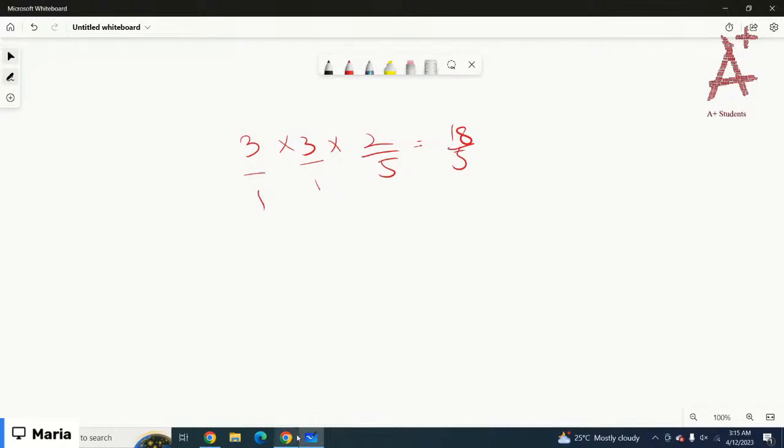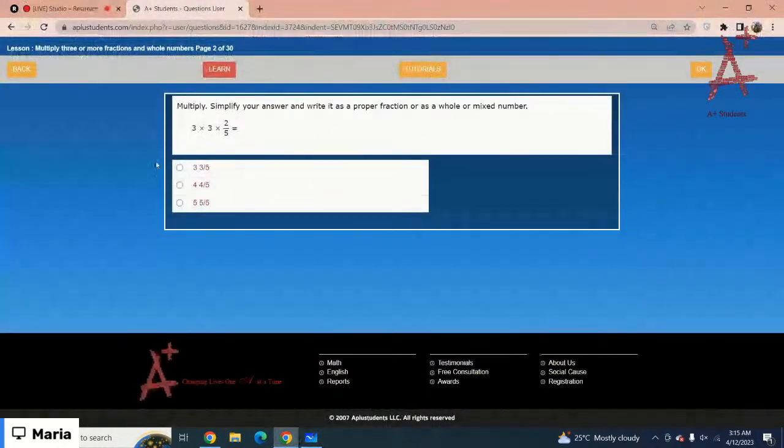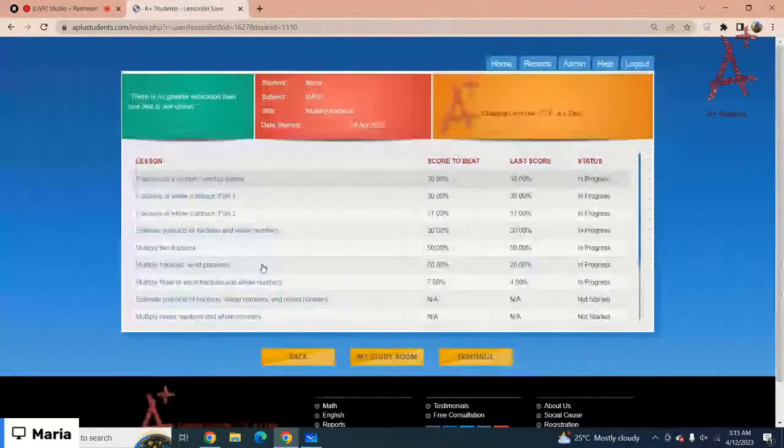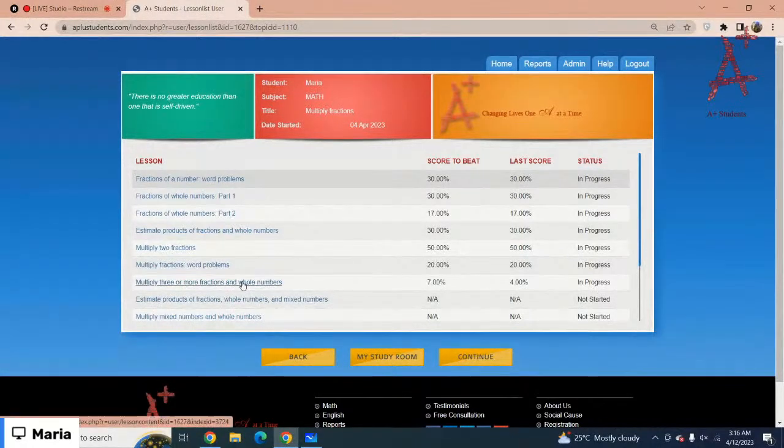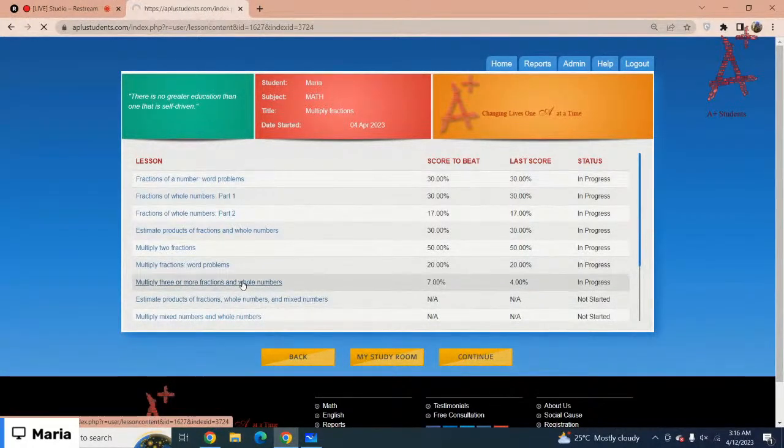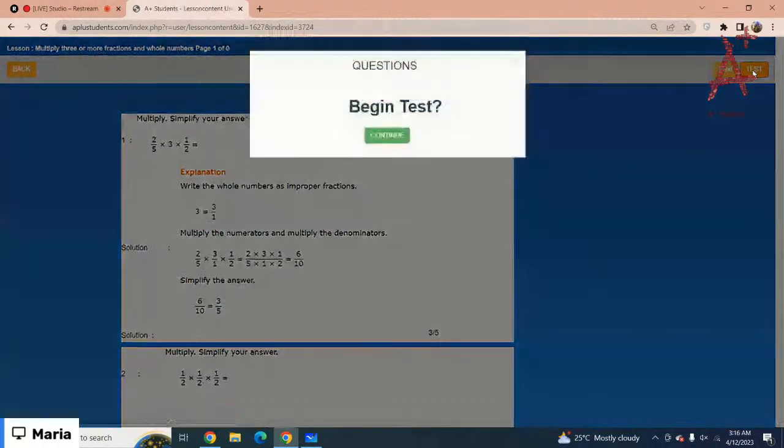Okay, let me show you. Here is the chapter multiply fractions in grade 6 maths, and here is the lesson multiply three or more fractions and whole numbers, and then I'm on the test. Okay, good.